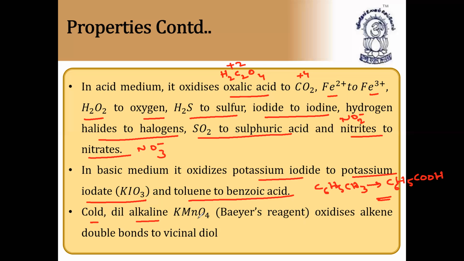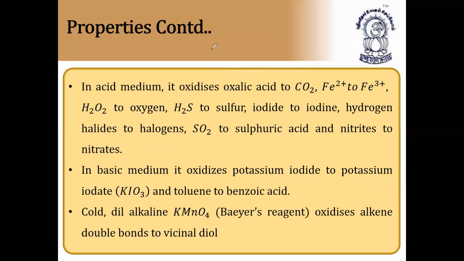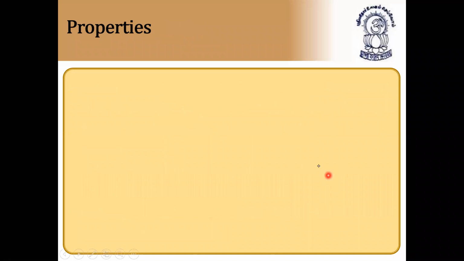Cold dilute alkaline KMnO4 is called Baeyer's reagent. What is Baeyer's reagent? Cold, dilute alkaline potassium permanganate oxidizes alkene double bonds to vicinal diols. Vicinal diols means hydroxyl groups will be present at the ends of the former double bond. These reactions we will show you too. In organic chemistry, we will be studying those reactions.